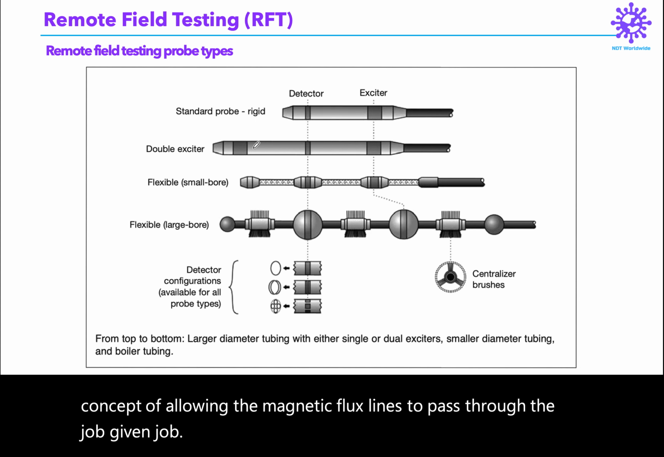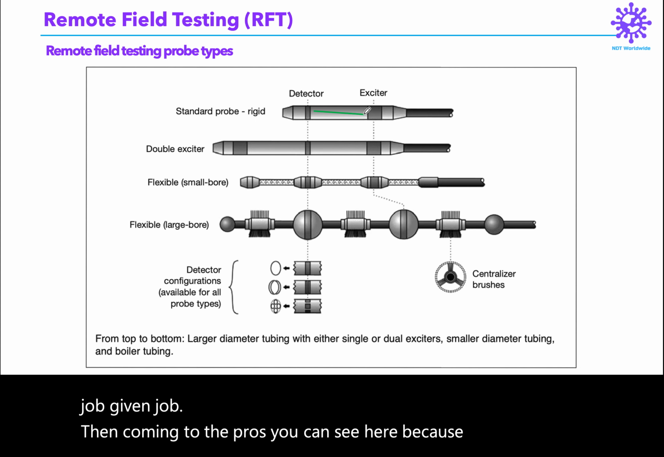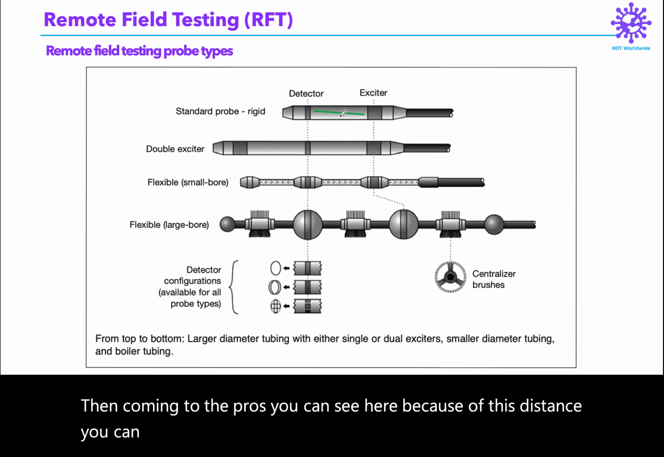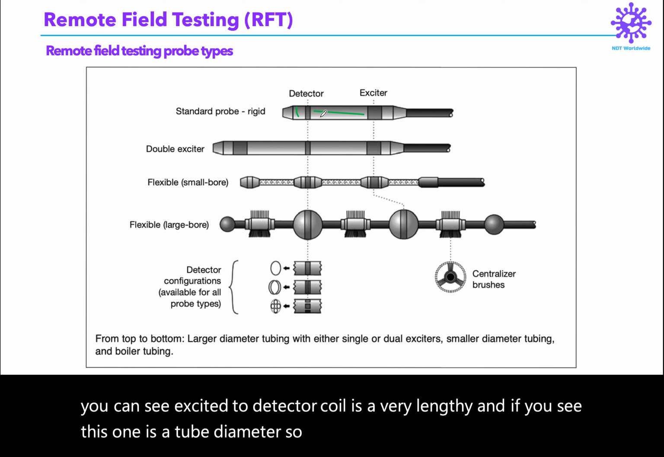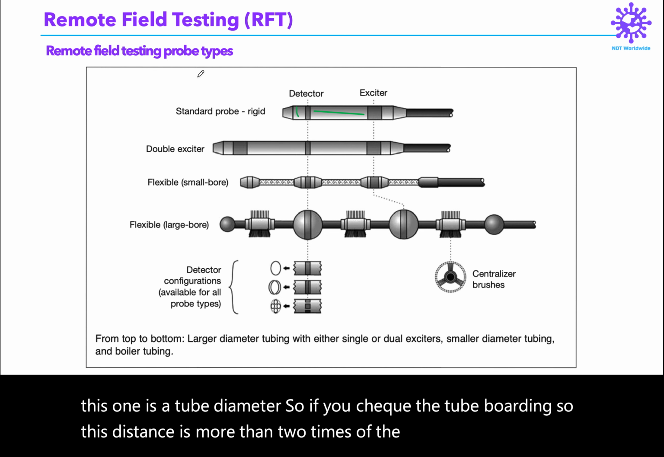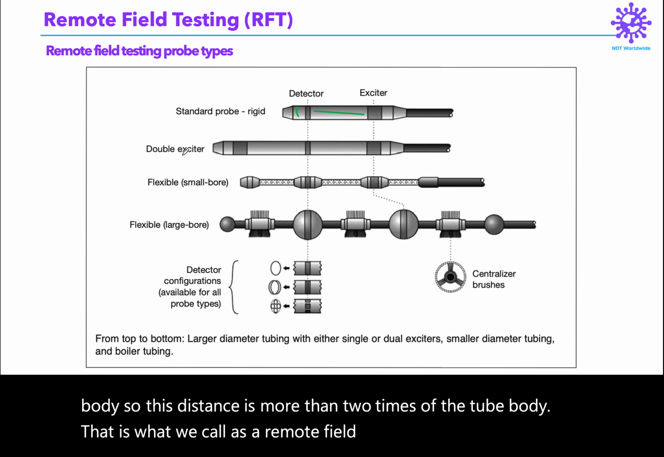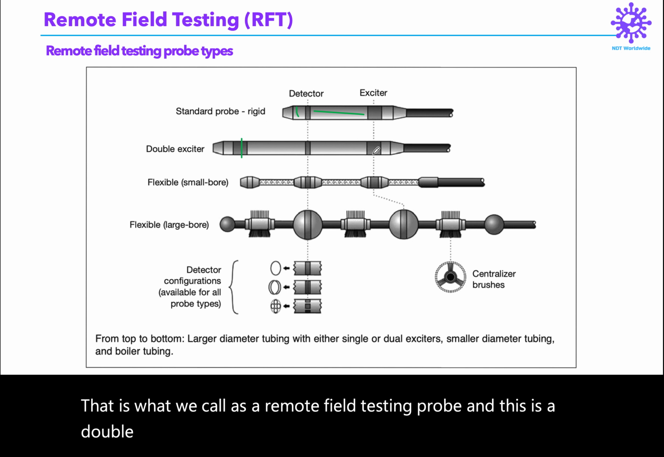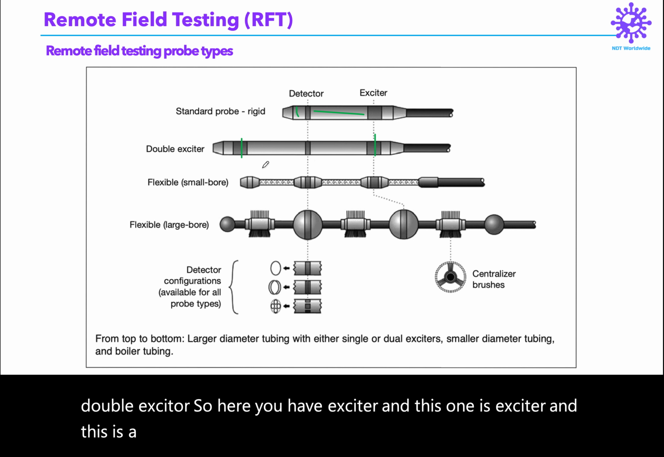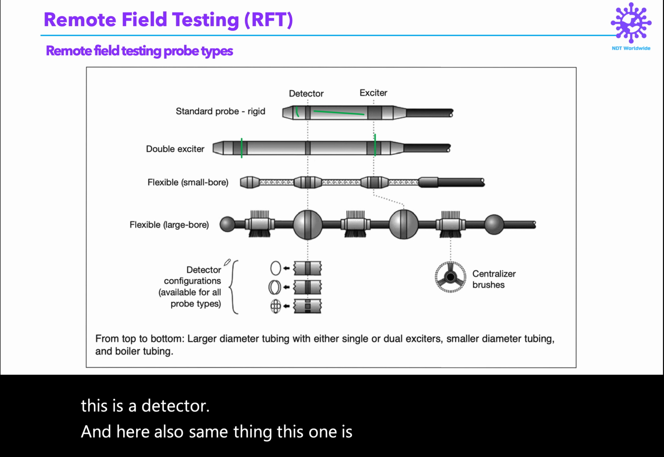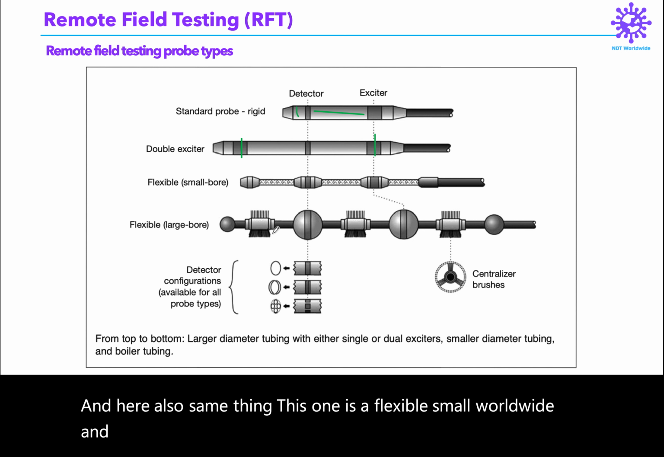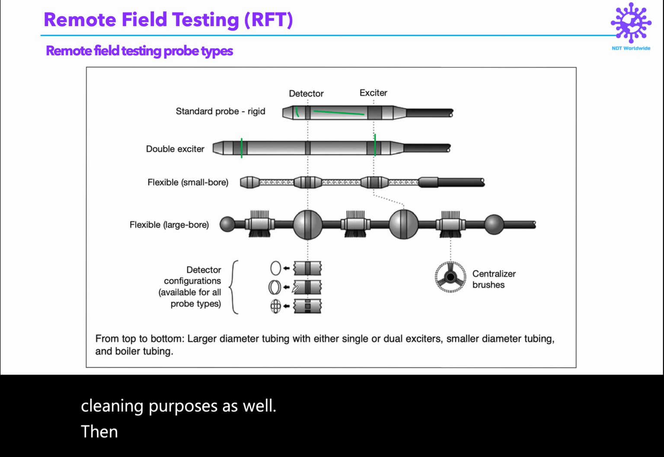Then coming to the probes, you can see the distance from exciter to detector coil is very lengthy. If you check the tube body, this distance is more than 2 times the tube diameter. That is what we call a remote field testing probe, and this is a double exciter. So here you have exciter, exciter, and a detector. Here also, this one is a flexible small bore pipe probe, and this one is for a large bore with brushes for cleaning purposes as well. Then you may have an array of probes as well.